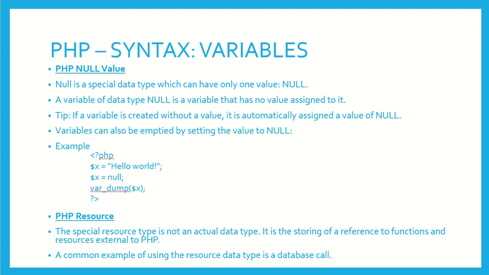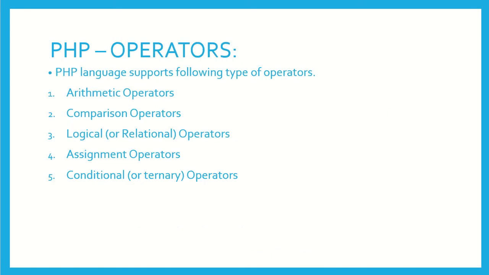That is all about the various types of variables that you can have in PHP. We have discussed almost all the types of variables. Next we'll move on to operators. These are the basic operators that PHP supports. You can have arithmetic operators, comparison operators, logical operators, or the relational operators, assignment operators, and conditional operators. All these are various operators that PHP can support.